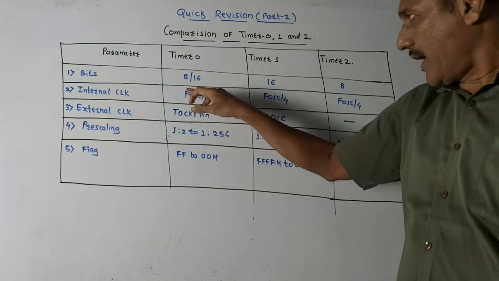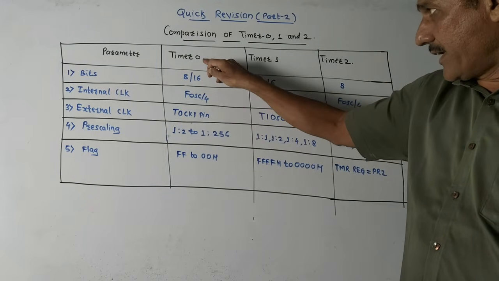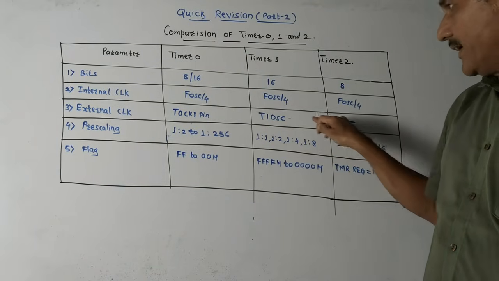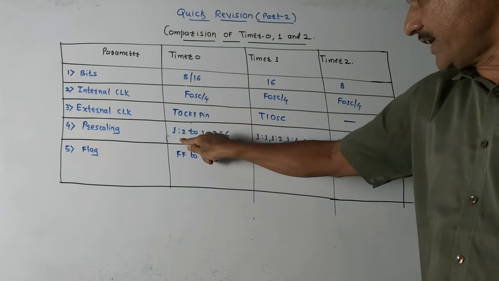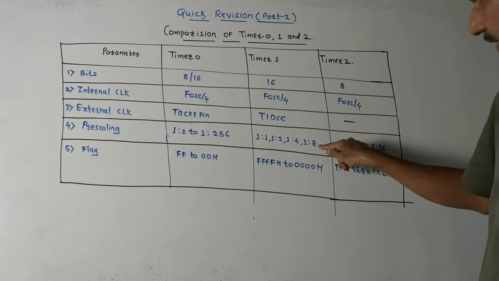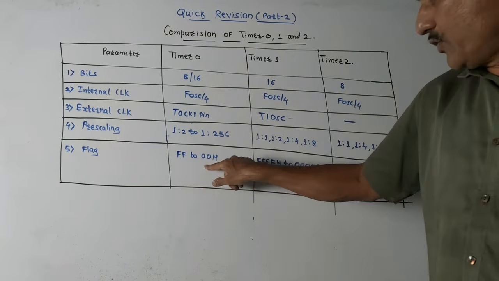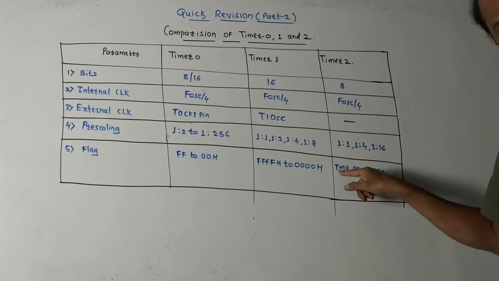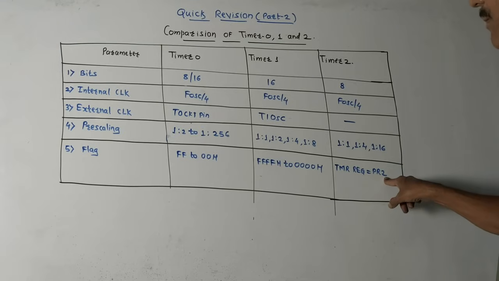Internal clock for Timer 0 as well as for all timers is F oscillator divided by 4. External clock, which is edge triggered, for Timer 0 it is the Timer 0 CKI pin, then for Timer 1 it is the Timer 1 oscillator, and there is no provision for external clock as far as Timer 2 is concerned. Prescaling for Timer 0 is 1:2 up to 1:256. For Timer 1, 1:1, 1:2, 1:4 and 1:8. For Timer 2, it is 1:1, 1:4, 1:16. Overflow flag is FF to 00H for Timer 0, FFFF to 0000 for Timer 1. And in this case, the overflow flag bit is set whenever the timer register value matches with the contents of PR2.